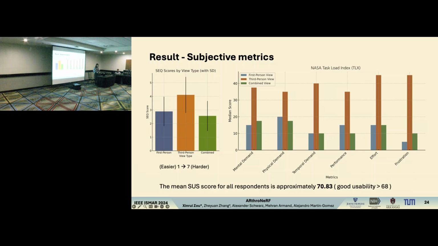The System Usability Scale averaged 70.83. That means a good usability compared to the average score of 68.